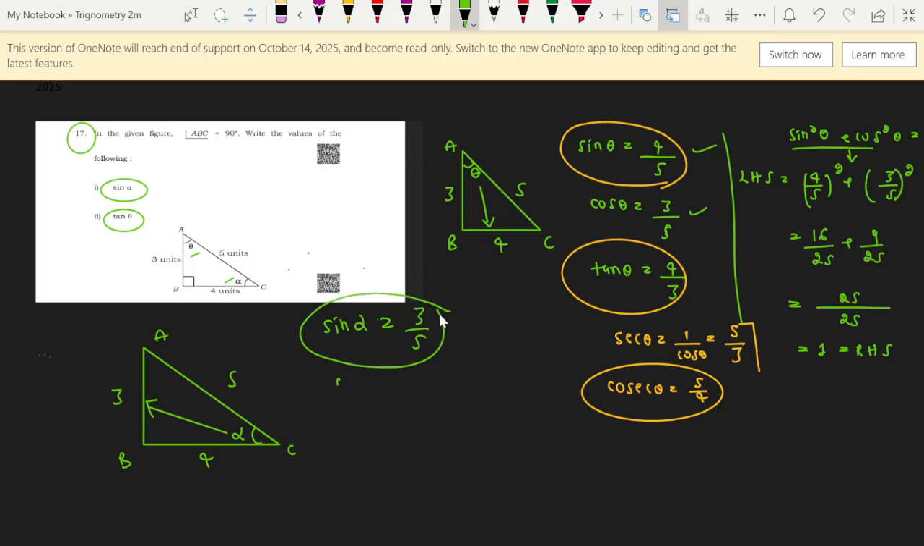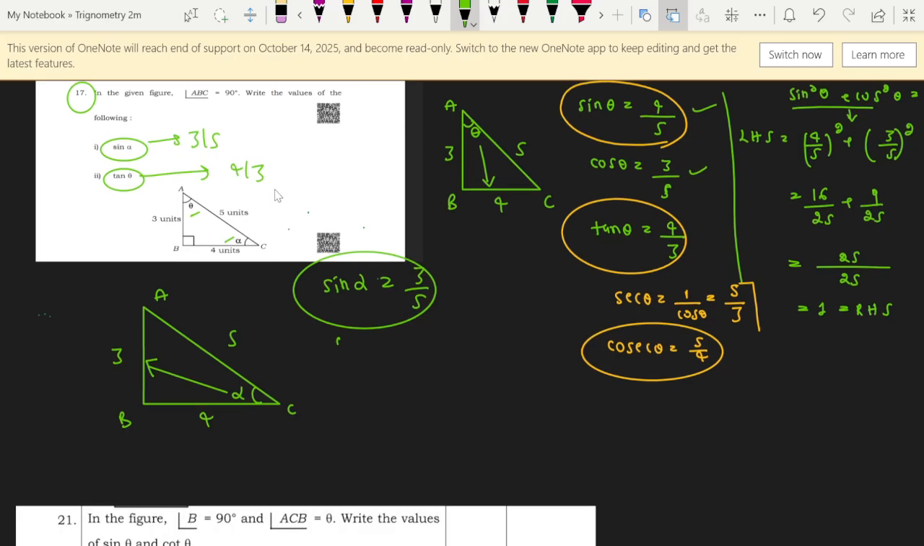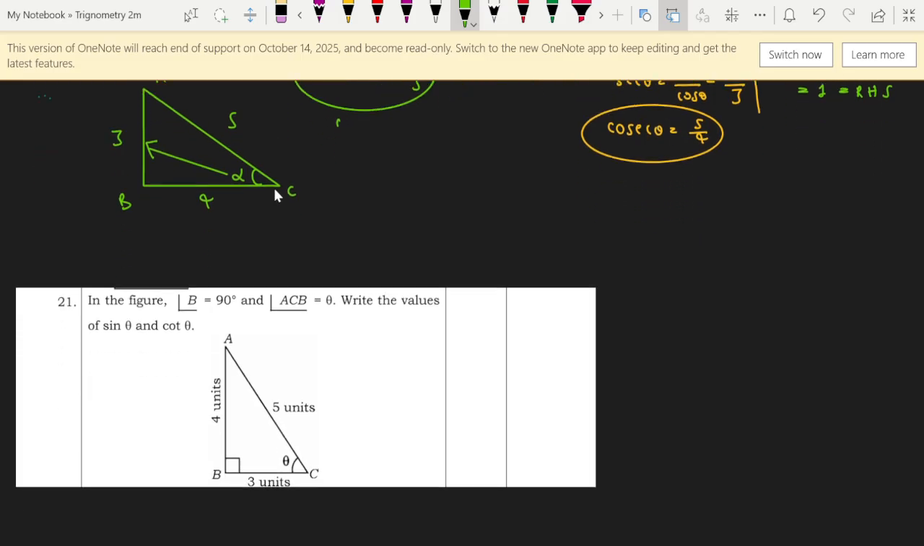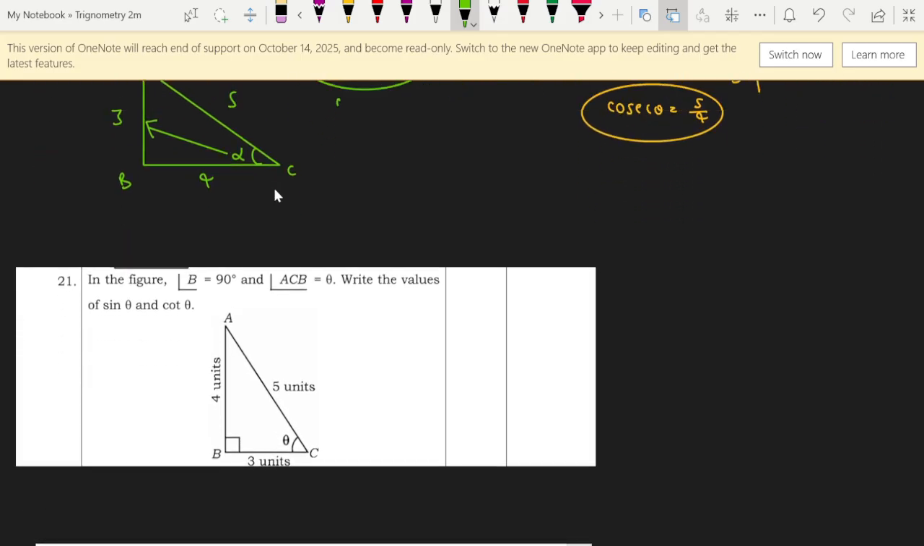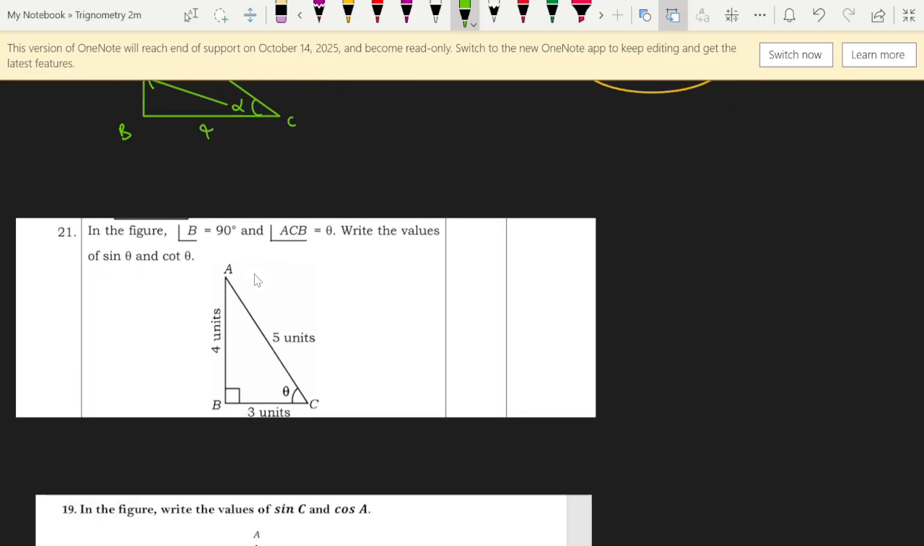So the answer is sin alpha is 3 by 5, and tan theta we already got as 4 by 3. So in this way, in each and every problem, try to frame some important relation by yourself and verify the identities, trigonometric ratios. Again, we will verify angles also. We'll see in some other problems.